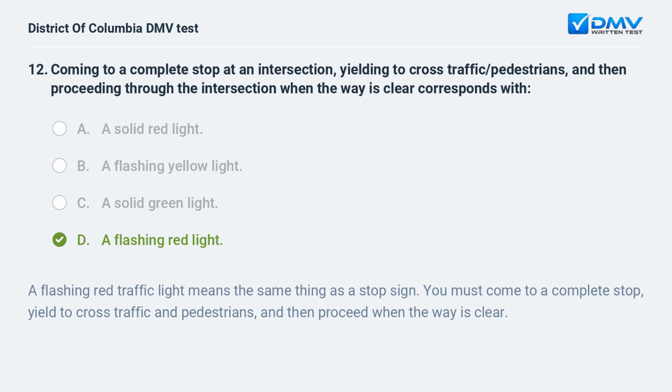A flashing red traffic light means the same thing as a stop sign. You must come to a complete stop, yield to cross-traffic and pedestrians, and then proceed when the way is clear.